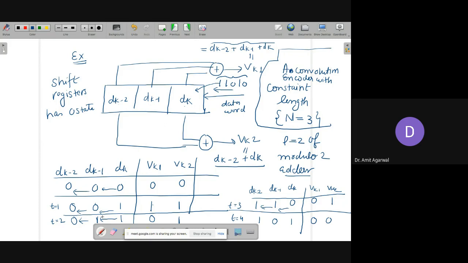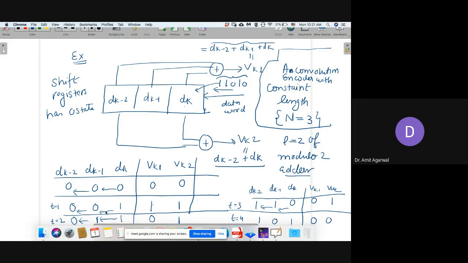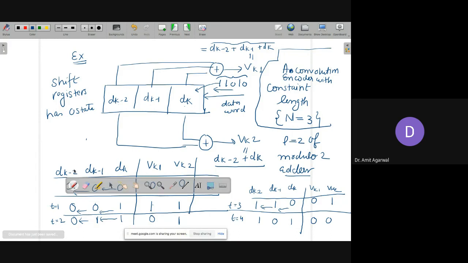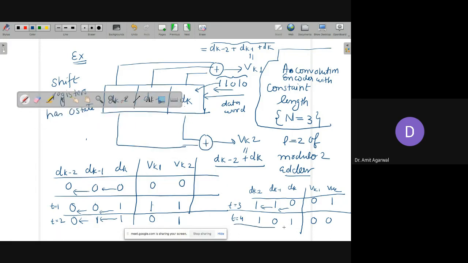In the next time instant, what will happen? This 1 will go here, this 0 will go here, and the input dk will become 0. 1, 2, 3, 4, the last time slot. Now our vk1 is 1 and vk2 is 0.